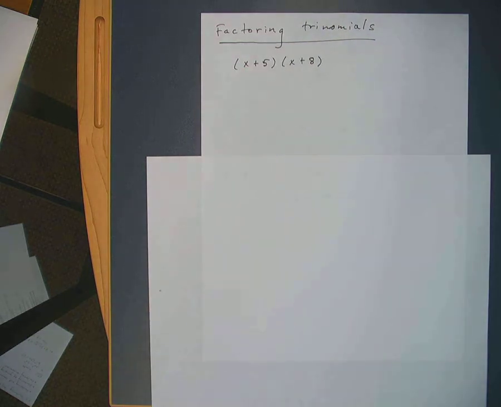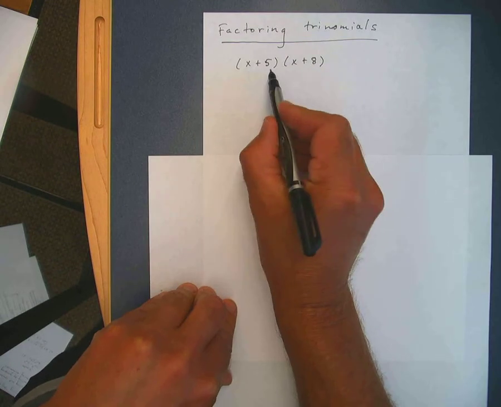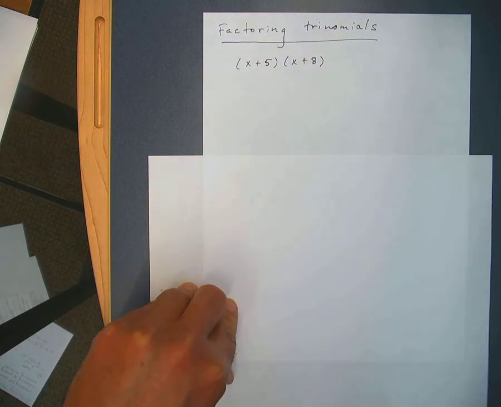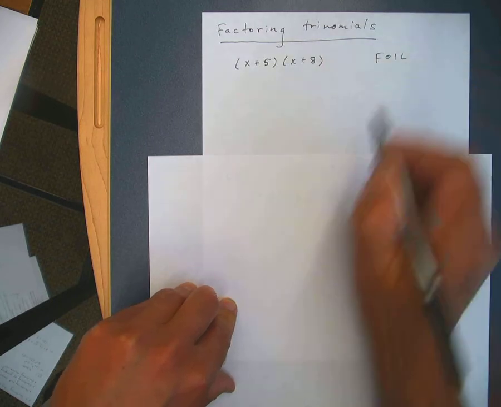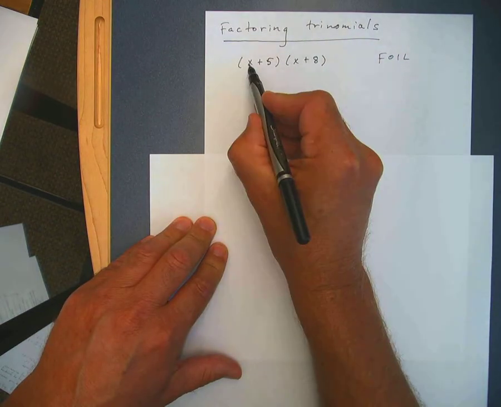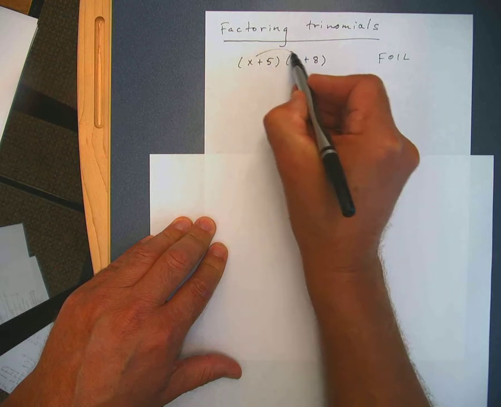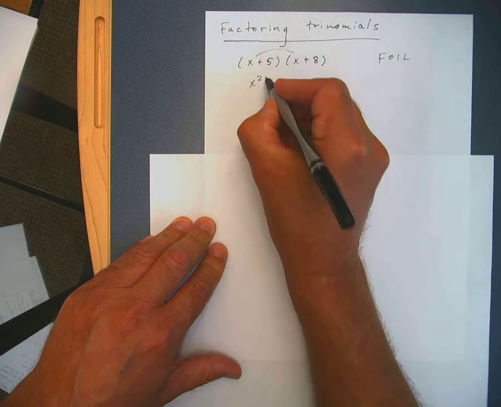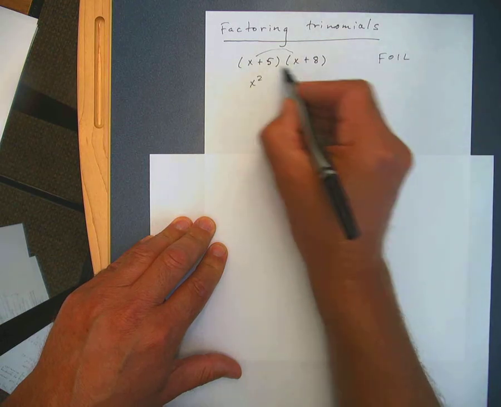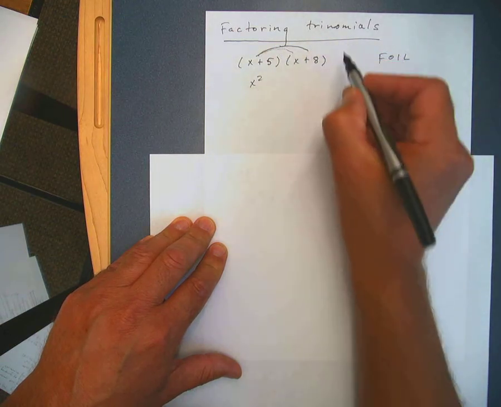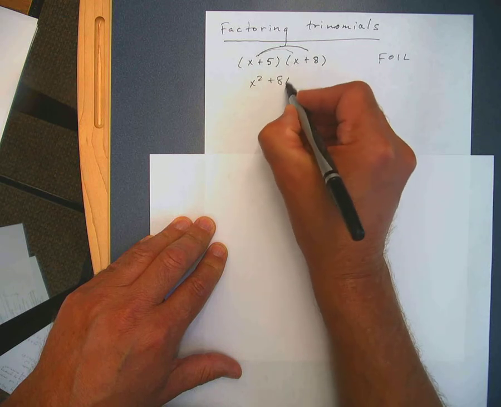And factoring trinomials is very similar to using the FOIL method, except working in reverse. So I want to multiply these two binomials using the FOIL method. FOIL, as you recall, involves, first of all, multiplying the first terms. So if I multiply the first terms, I get x squared. Multiply the outer terms, which would be x and 8. If you multiply those two, you get 8x.